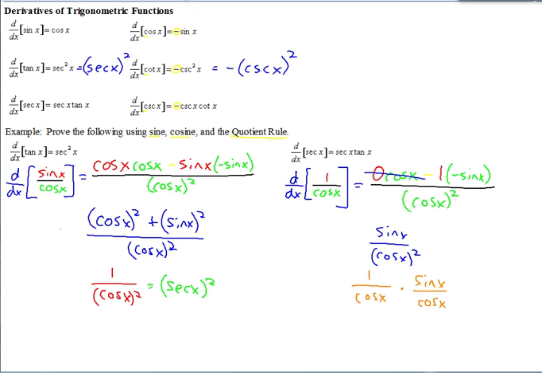And 1 over cosine, you can see that's the same as secant x. And sine over cosine is the same as tangent x. That proves the derivative of secant is secant x times tangent x. Again, though, it's easier to memorize it than having to go through this process every single time you need a derivative of secant. All right, let's see how we use these new formulas in conjunction with the power rule, product rule, quotient rule, and chain rule.